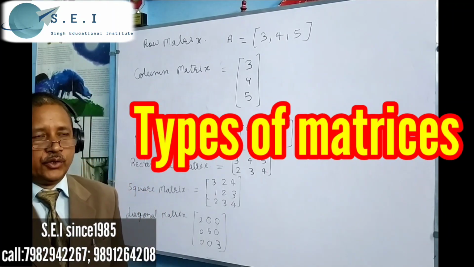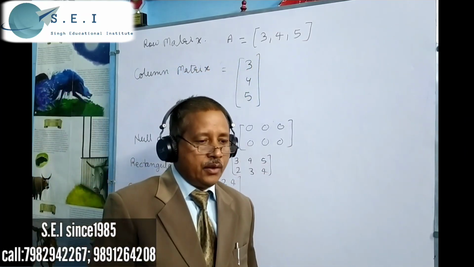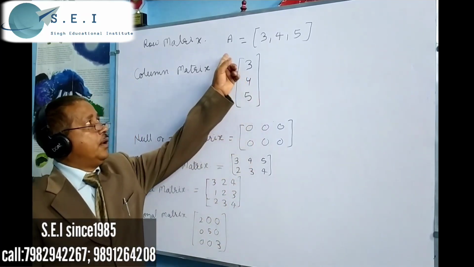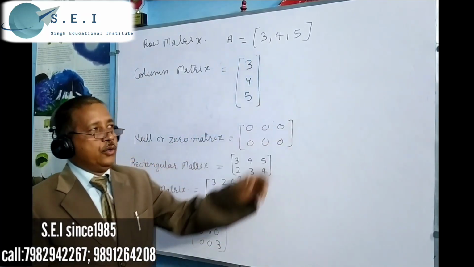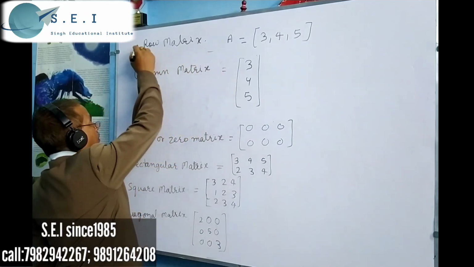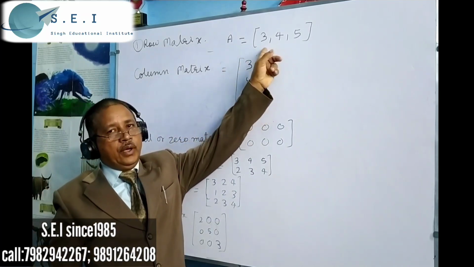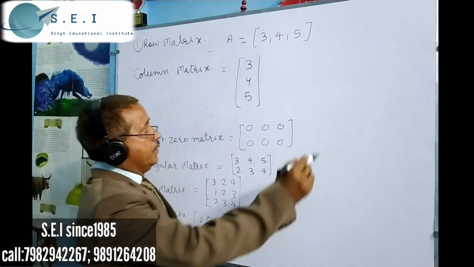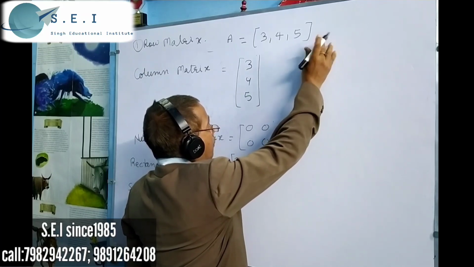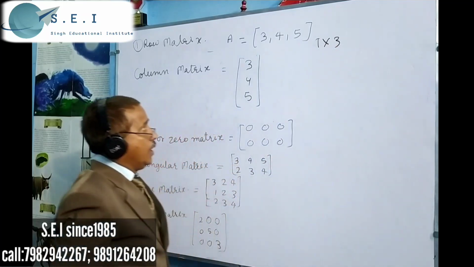First is row matrix. A matrix having only one row and many columns is called a row matrix. Example, this is a row matrix, having only one row and three columns, and its order is represented by 1 cross 3. It means one row and three columns.